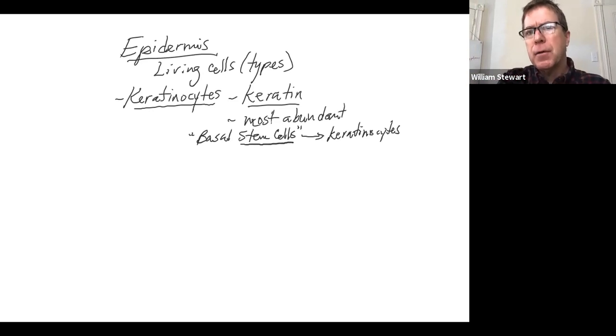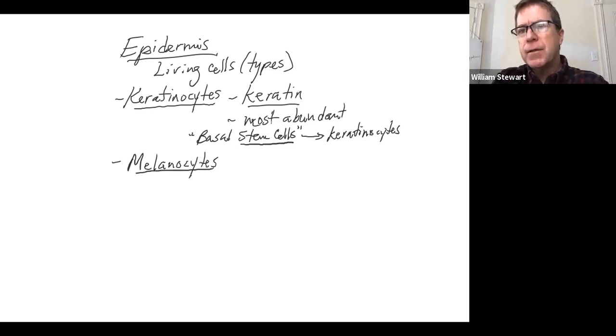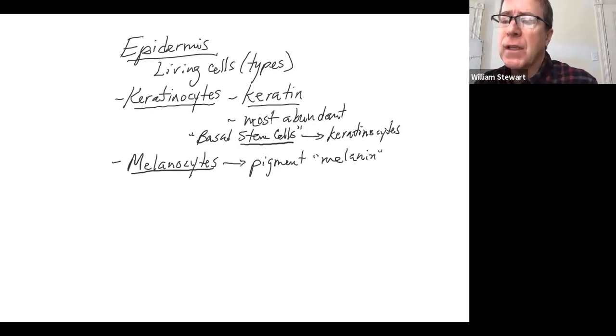Next cell type in the epidermis are melanocytes. These are also found in the deepest layers of the epidermis. They synthesize a pigment called melanin. Melanin is a dark pigment, one of the factors that gives our skin its color. We all have different skin colors, largely based on how much melanin our melanocytes produce.